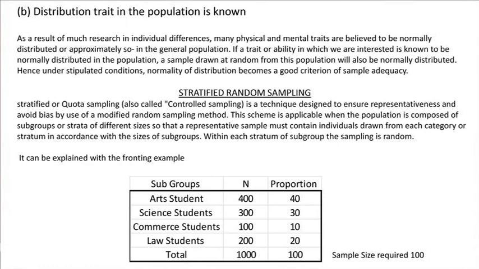Now, what will I do? I will make 400 slips of the arts faculty, and then pick only 40. So those 40 students will come randomly for my sample. Then I go to the science faculty, 300 slips, and I will choose only 30. Then 100 from the commerce faculty, choose only 10. Then law students 200, choose 20. Now, if I do this, my sample will be random and it will represent each subgroup, each stratum, in proportion to their number. This technique is called stratified random sampling.